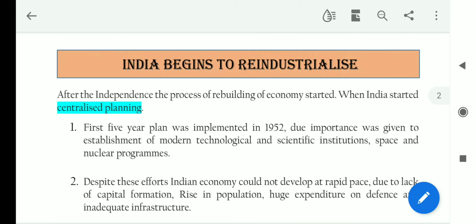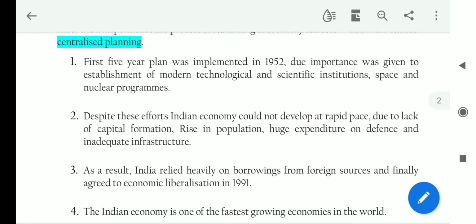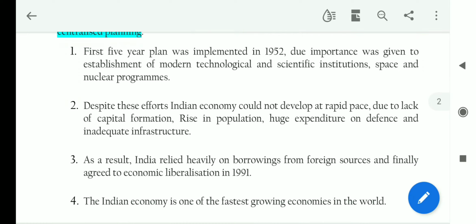The second point: despite these efforts, the Indian economy could not develop at a rapid pace due to lack of capital formation, rise in population, huge expenditure on defense and inadequate infrastructure. Now as India had started rebuilding and industrialization, even then India was not able to develop at a rapid, speedy pace.